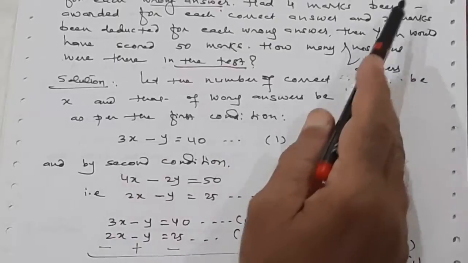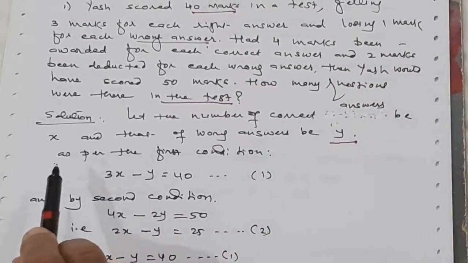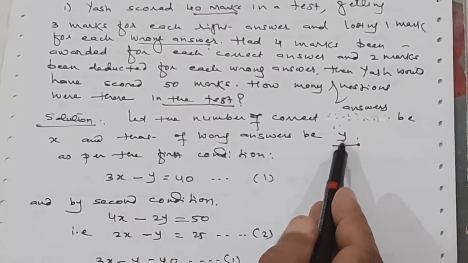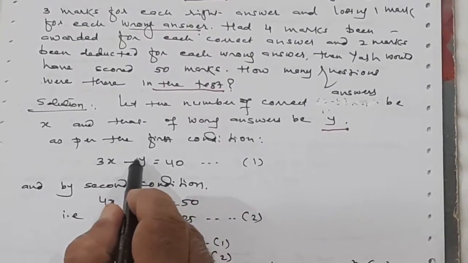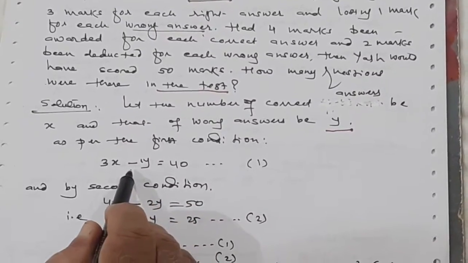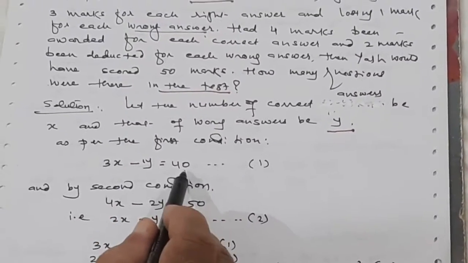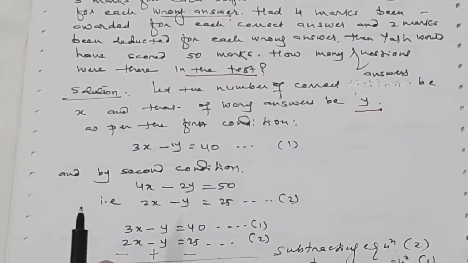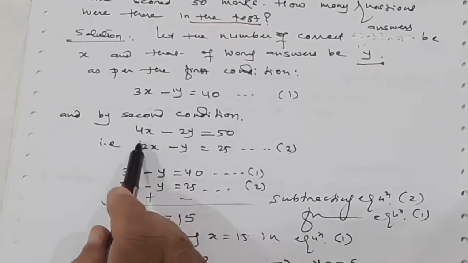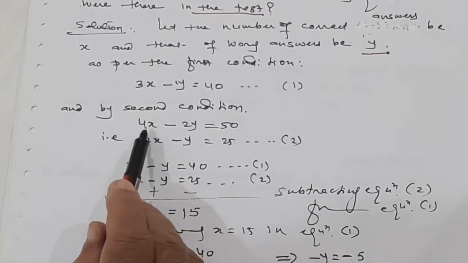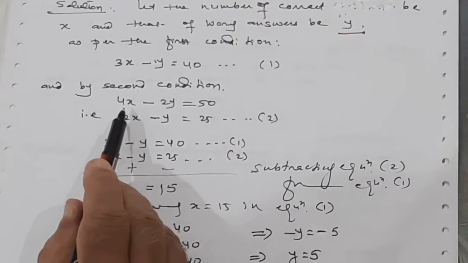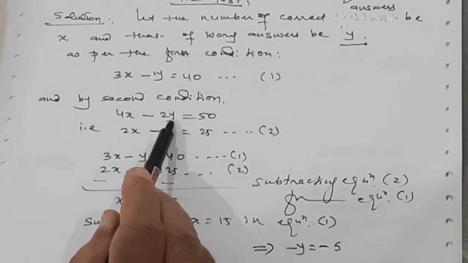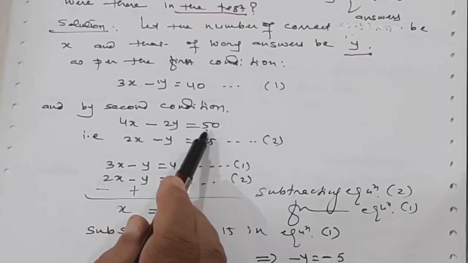And 1 mark is deducted for wrong answers. So now how many wrong answers are there? y. So minus 1y, 1y means y. So 3x minus y is equal to 40. That is the first condition. Similarly, proceeding for the second condition, 4 marks are awarded for each correct answer. So 4x will be the total number of marks. And 2 marks are deducted for each wrong answer. So 2y. So 4x minus 2y is equal to 50.